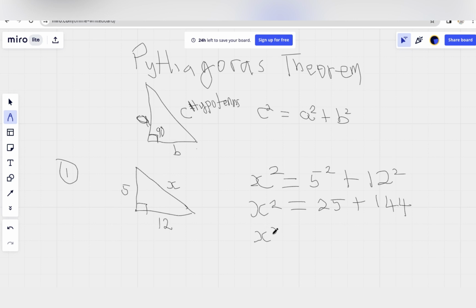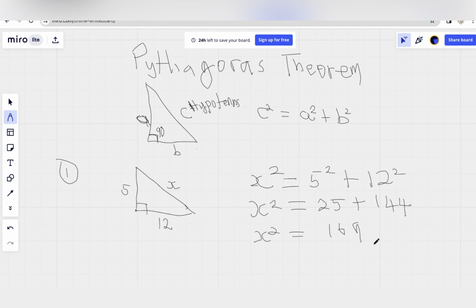The next one is X square equal to 169. Okay, that's not your answer. You're not looking for X square, we're looking for X. Remember that.